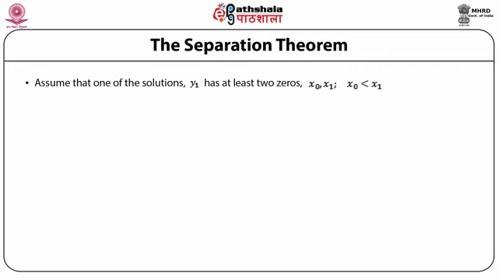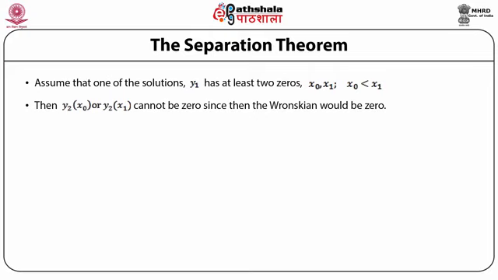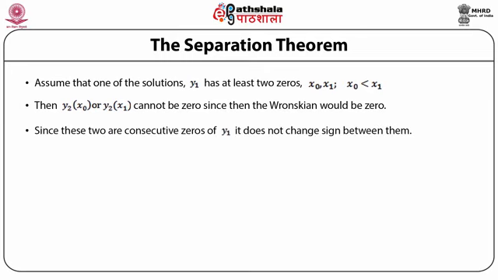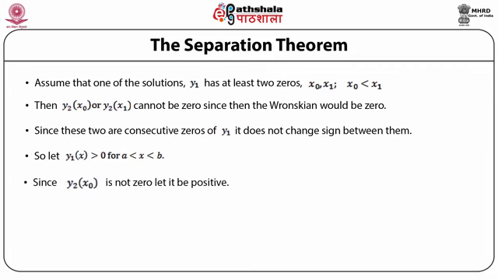Now assume that one of the solutions, say y1, has at least two zeros x0 and x1, where x0 is less than x1. Then y2 of x0 cannot be 0 because then the Wronskian w of y1, y2 is equal to 0 at x is equal to x0. Similarly, y2 of x1 cannot be 0. Since x0, x1 are consecutive zeros of y1, it does not change sign between x0 and x1. Without loss of generality, we assume that y1 of x is greater than 0 for x lying between a to b. Since y2 of x0 cannot be 0, we assume that y2 of x0 is greater than 0.